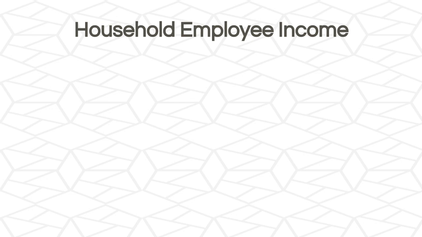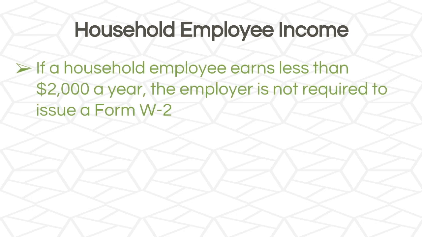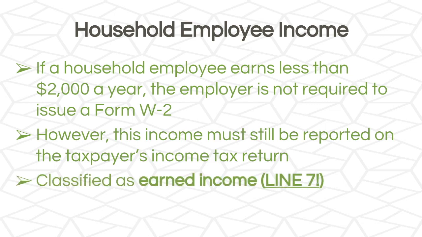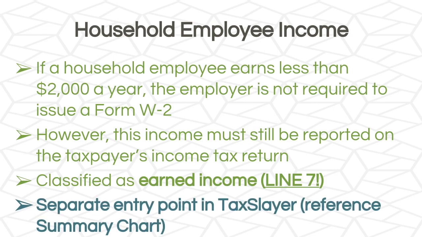Now let's talk about household employee income. If the household employee earns less than $2,000 a year, the employer is not required to issue Form W-2. However, this income is obviously going to be reported on the tax return, and it is classified as earned income on line 7. Now, our household employee income has a separate entry point in TaxSlayer, so I would advise that you reference your summary chart for very straightforward directions on how to enter this type of income.